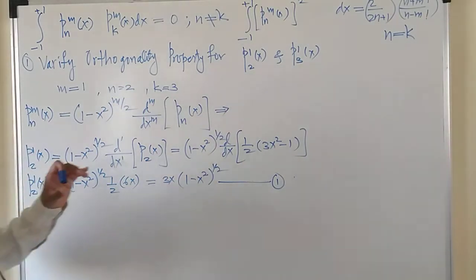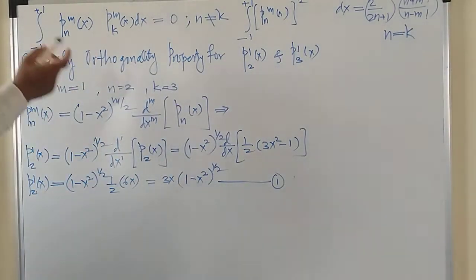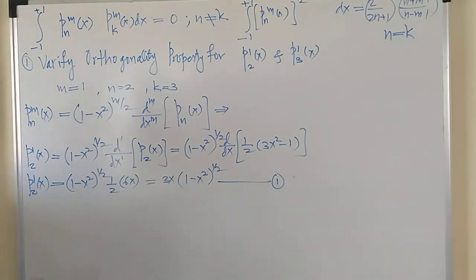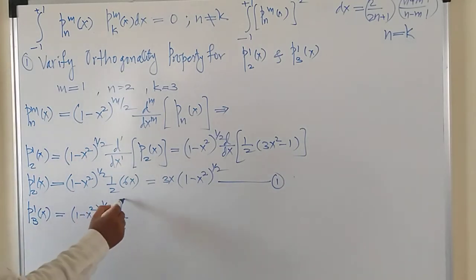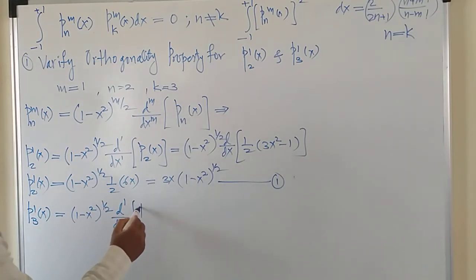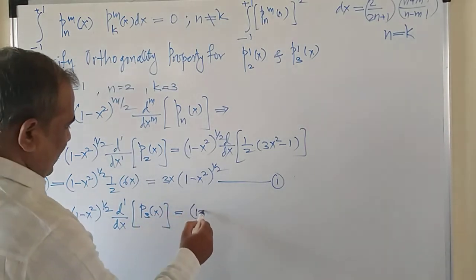Similarly, calculate P31 of x and take the multiplication. After multiplication, we have to check whether it gives the value 0 or not. So next is P31 of x. In this case, n is equal to 3, m is equal to 1: (1 minus x squared) raised to power half into the first derivative of P3 of x. Now you must know P3 of x. What is the value of P3 of x?